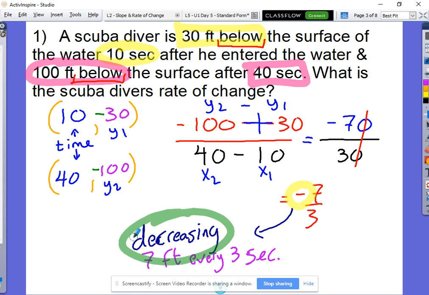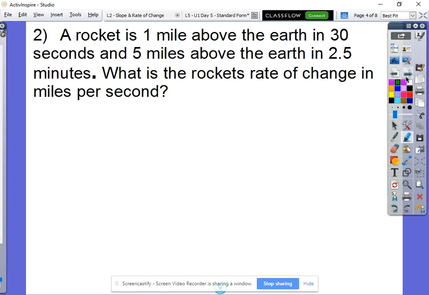If you want to convert that into a decimal, 3 goes into 7 2 times. You're going to be left with about 2.333 repeating. So you're decreasing 2.3 feet every second if you wanted to go a little bit further. Let's do one more example together, and then you're going to be on your own for the rest.